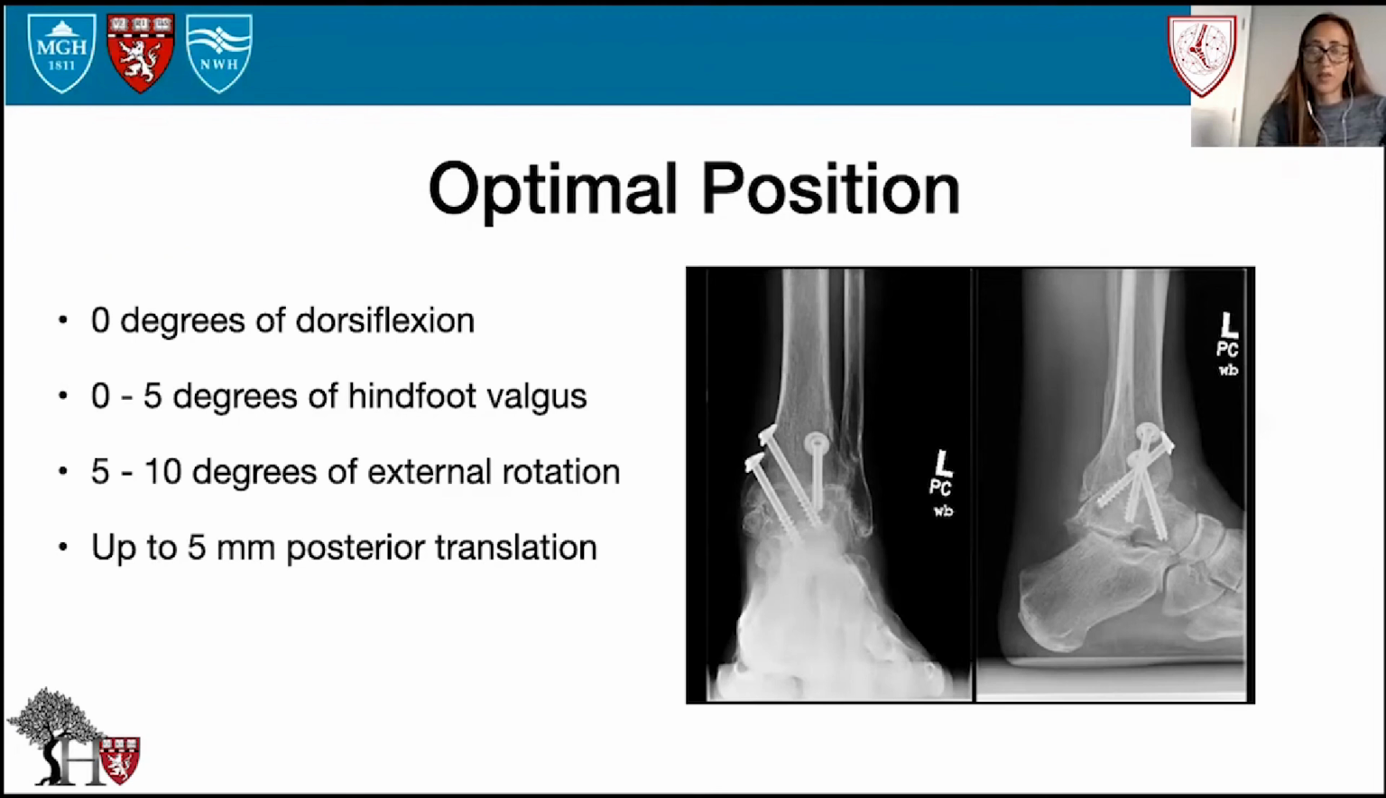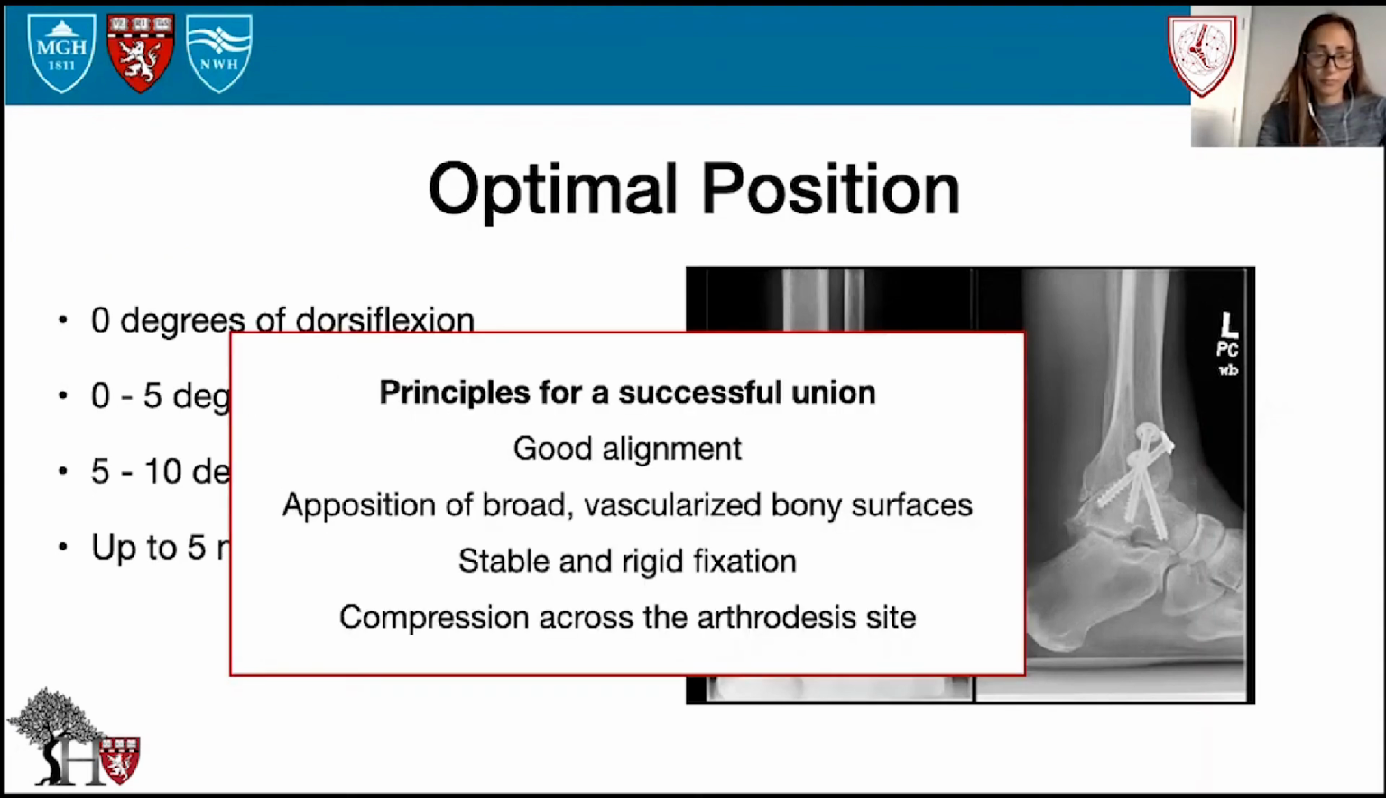In terms of the position of the talus under the tibia, it is recommended up to 5 millimeters of posterior translation of the talus. Keep in mind that these principles are for any type of arthrodesis. In order to achieve a successful union, we need a good alignment and a good apposition of the vascularized bony surfaces. Once we complete the arthrodesis, we need a rigid fixation that needs to be stable as well, and we also need to provide an appropriate compression across the arthrodesis site as well.